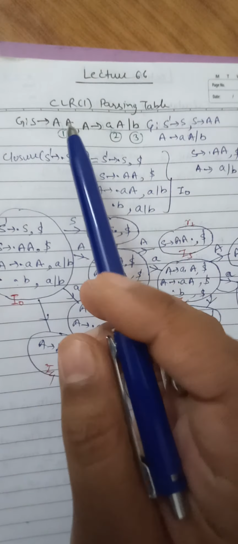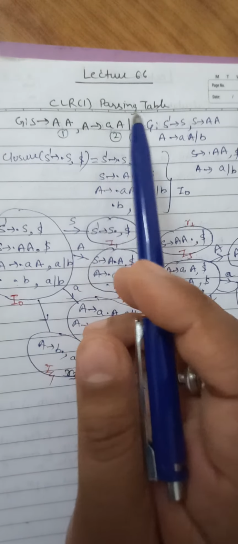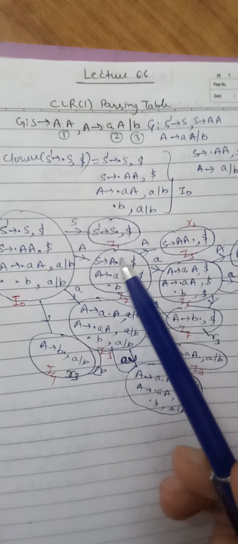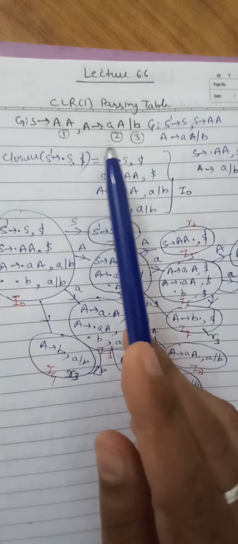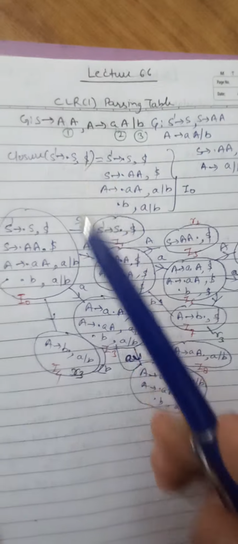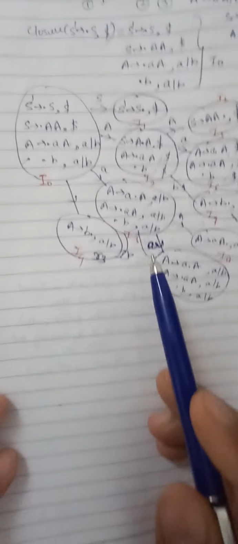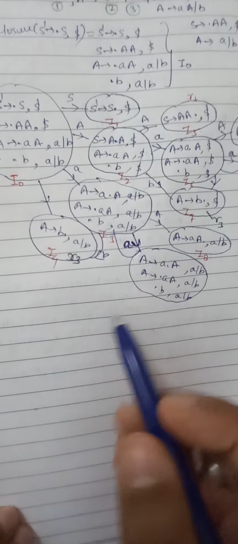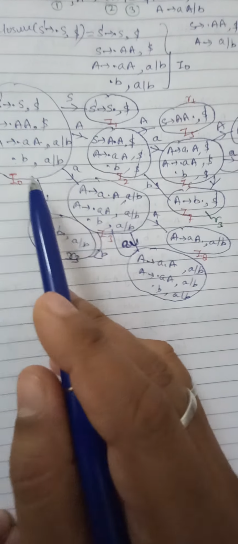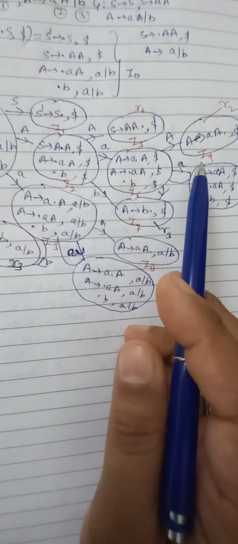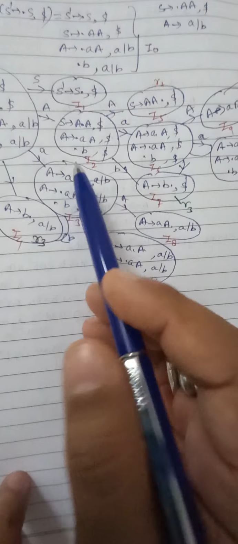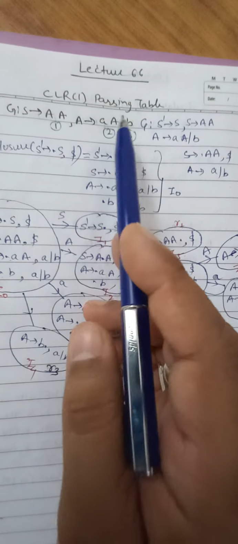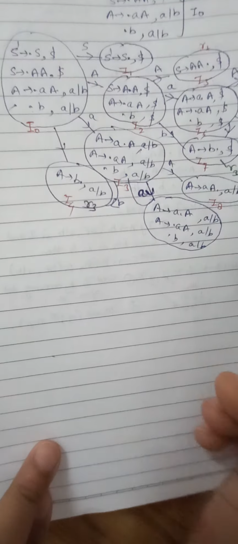Today we are going to make the table for the CLR(1) parsing table. In the last lecture we have seen how we can create the augmented grammar, closure and goto function for the same. Now we will make the table. So we can see simply from I0 up to I9 we have states, so we will make it accordingly, and we have terminals A and B.